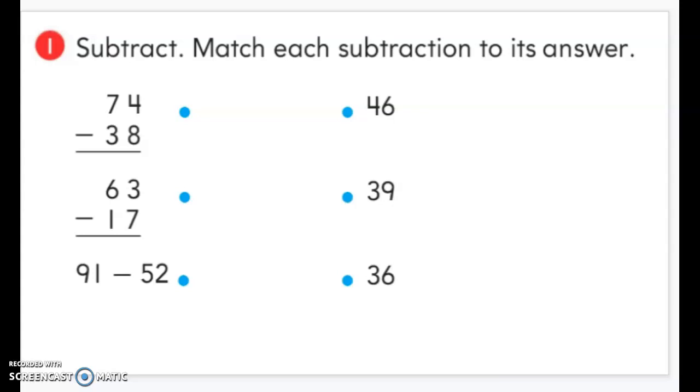All right, the first 3 problems, it says subtract, match each subtraction to its answer. So here I have 2 up and down. This one's across. You're going to put 91 to solve that one too. You're going to rewrite it 91 minus 52. Okay, you need to show your work for that one too, and then match it up to the answer on the other side. Hit pause until you finish those 3.